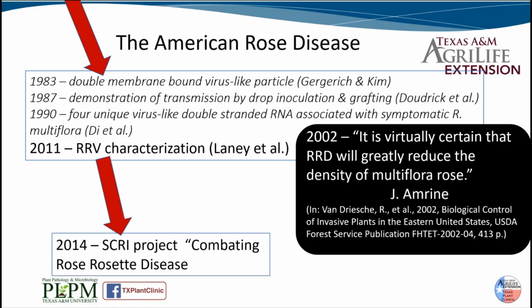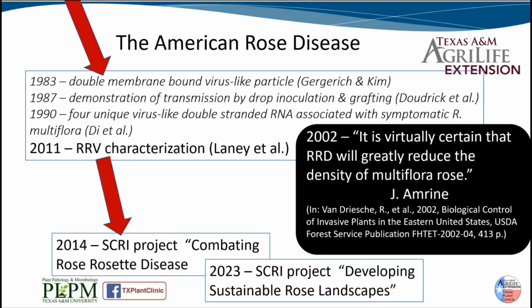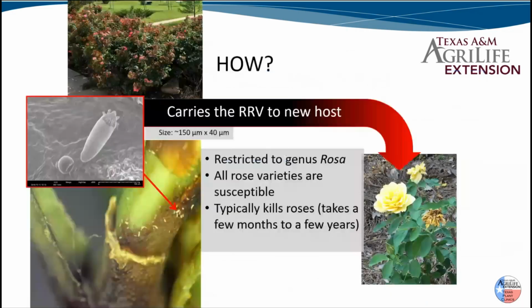Moving forward, 2014 was when the first SCRI project called Combating Rose Rosette Disease came about. And 2023 was this project that we're currently in, developing sustainable rose landscapes. Now, real quickly, let's go through to make sure that everybody's on the same page about rose rosette, and how and who and what caused it.